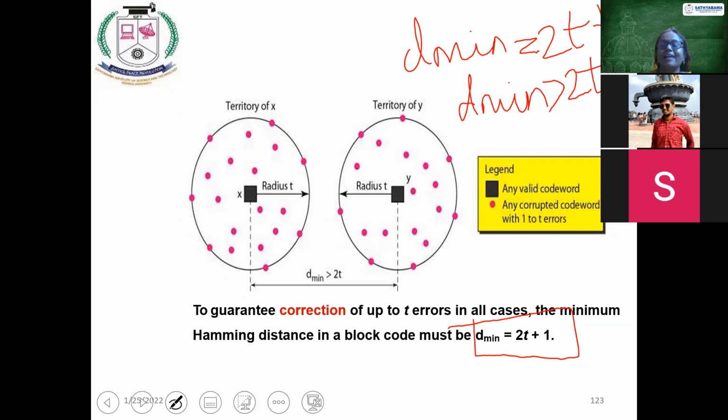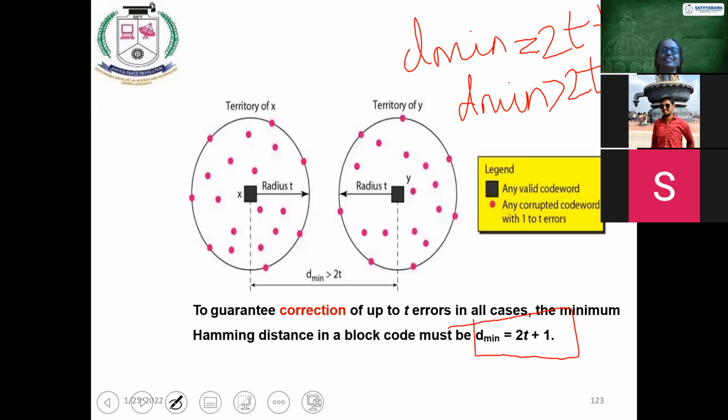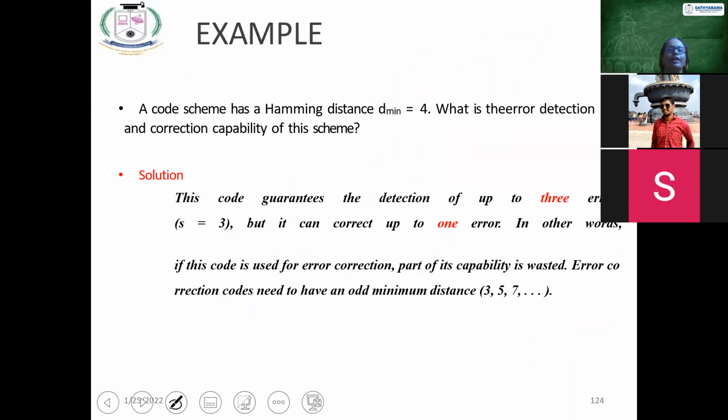So error detection can find S errors. And here, error correction, for any corrupted code word, I can detect up to 1 to t errors. So t is nothing but the number of errors.